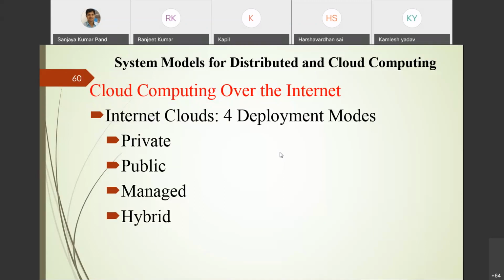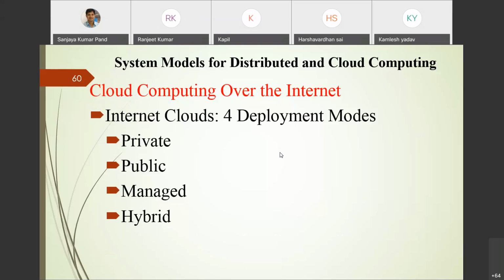Another is called managed cloud or community cloud. What happens is, one particular software company has various branches. If they want to run a project collaboratively, they can obtain this particular cloud, community cloud or managed cloud, so that they can share their information. And hybrid is a combination of any two: private and public, or public and managed, or private and managed.